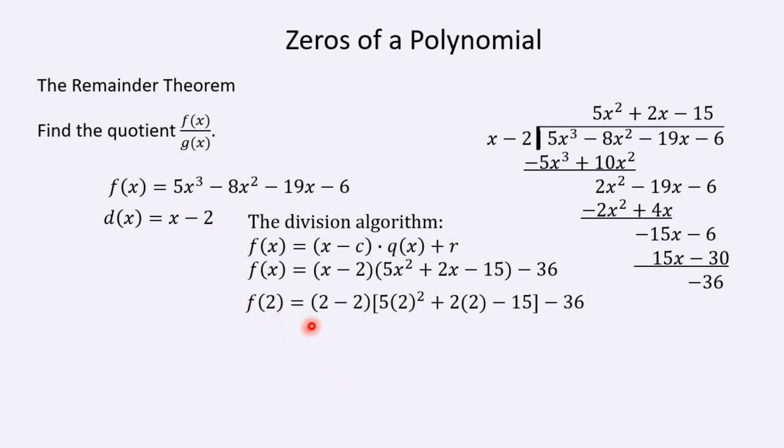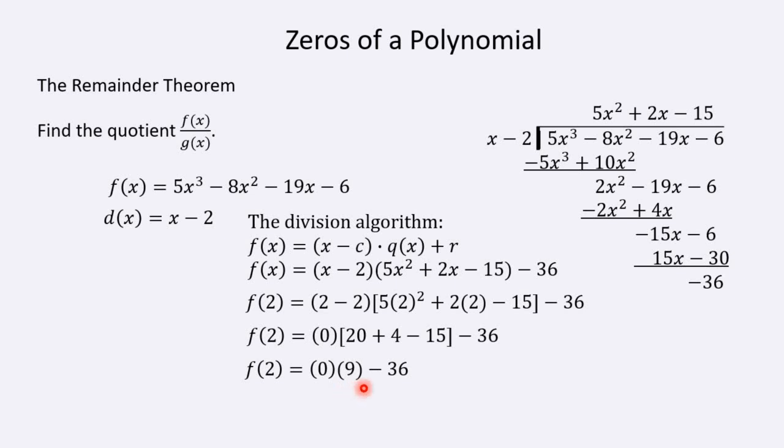that f of 2 is equal to 2 minus 2, which is 0. And then this is 5 times 4, which is 20. 2 times 2, which is 4, and there we have the minus 15. But then 0 times this sum, where this sum is equal to 9, is still going to be 0. And this is going to give us 0 minus 36. So we get that f of 2 is equal to negative 36, which, remember, was the remainder.